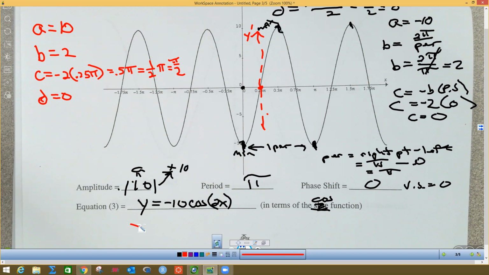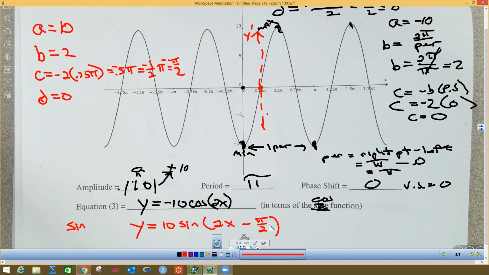So this is the sine graph, y equals positive 10 sine 2x plus, oops, I left my negative off. It's not plus, it's a minus. 2x minus pi over 2, and then it's plus 0. So I'm sticking this minus pi over 2 in for C.